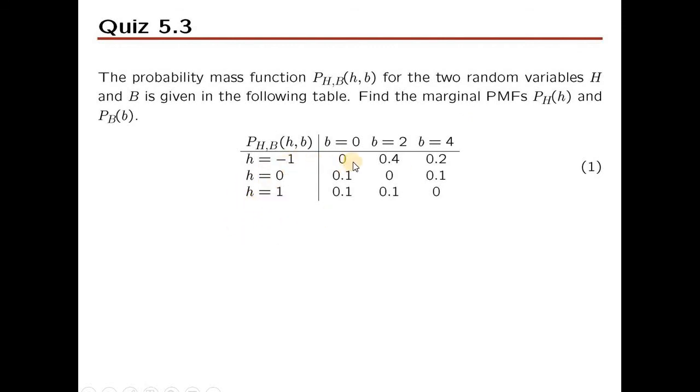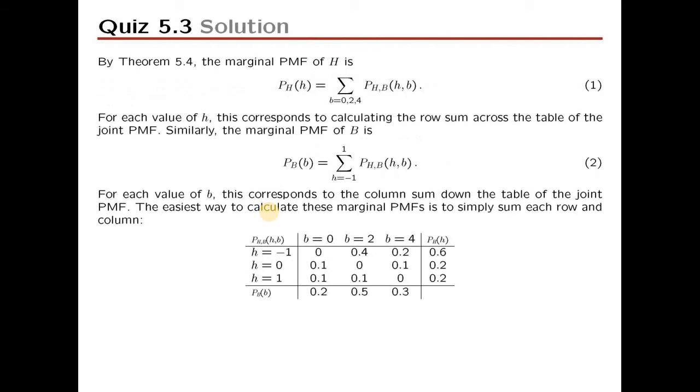So when you add in rows, you just plug in the values here. It becomes 0.6, 0.2 and 0.2. These are the values you get. These three are for the marginal PMF of h. Similarly, when you add the columns, that is 0.2, 0.5 and 0.3, this gives you the values of the marginal PMF of b. So let's see the solution.